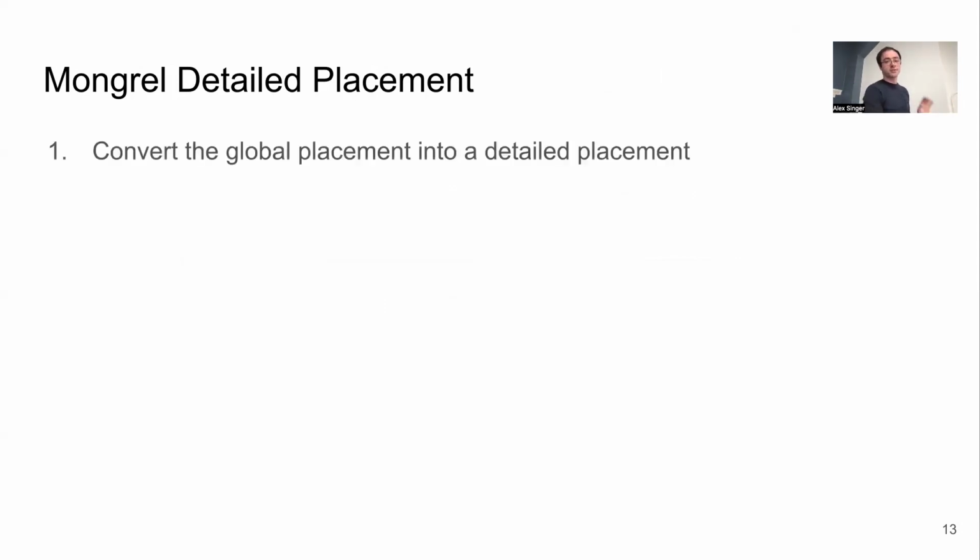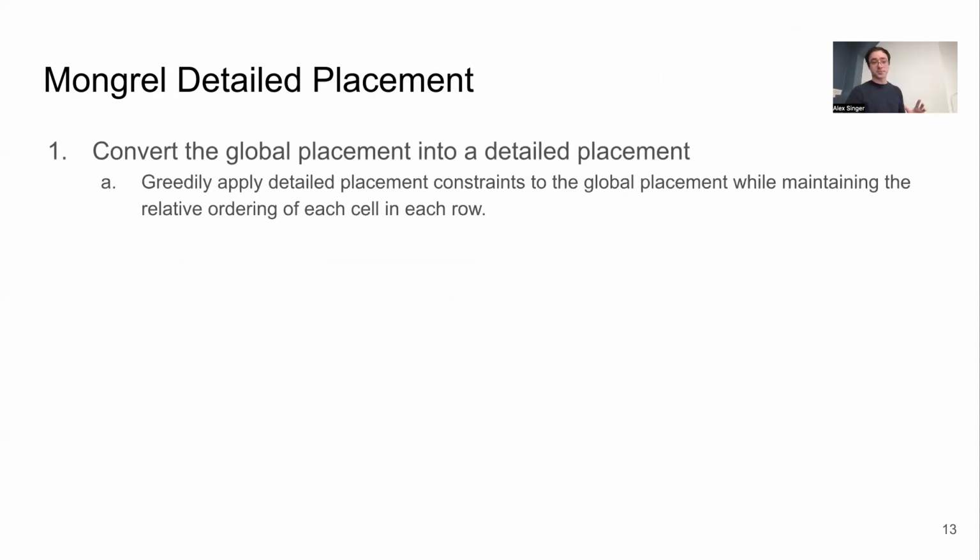And then finally, we have our detailed placement. So all of that was global placement. We've relaxed the constraints to just bin capacity constraints and row equality constraints. Now we want to convert the global placement into a detailed placement, so there's no more overlap. They do this by greedily applying detailed placement constraints to the global placement while maintaining the relative ordering of cells. What does that mean? I have a row, and I have a bin that's overfilled, but it's below its capacity.